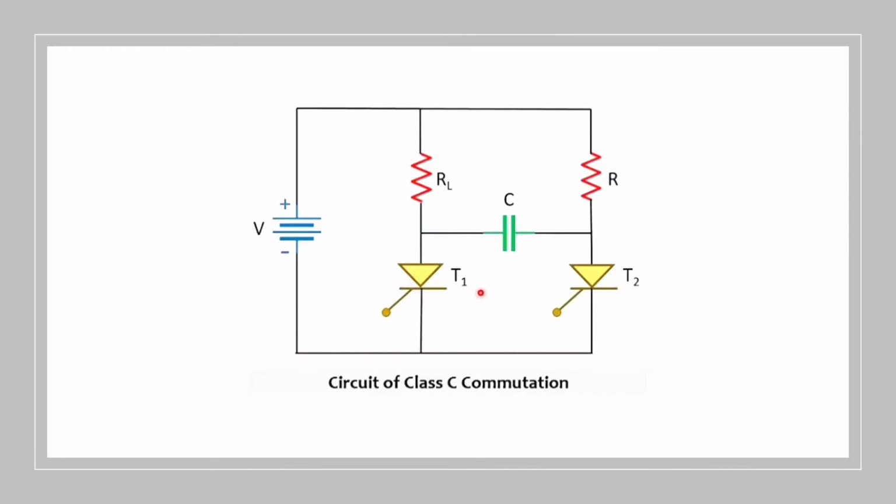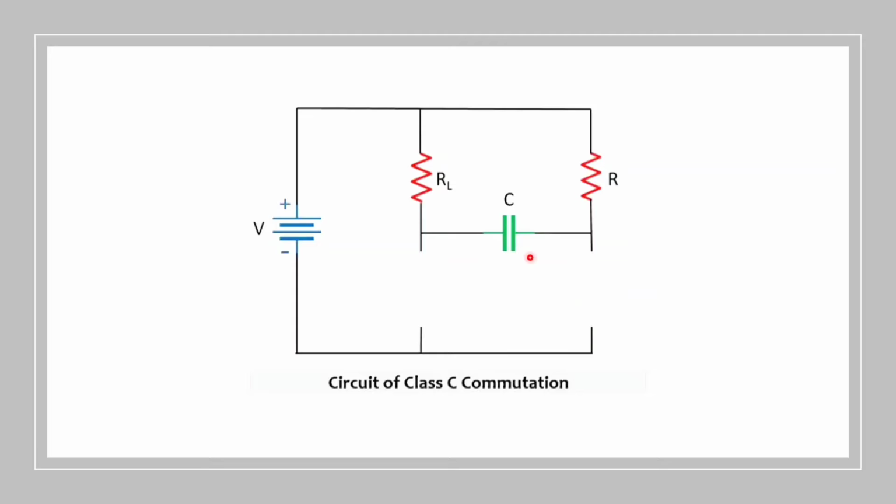Hi everyone, myself Rushikesh Rajput. Now we will see how the connections are done with the help of the circuit diagram. Let's move to the circuit diagram. In this commutation method, the main SCR is connected in series with the load, and an additional or complementary SCR is connected in parallel with the main SCR. Hence, this method is also called complementary commutation.